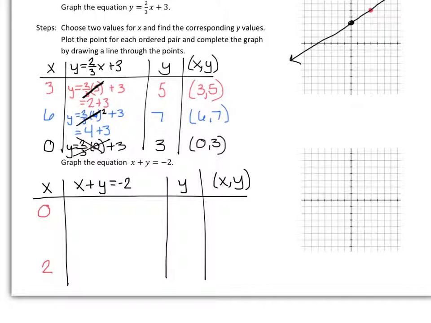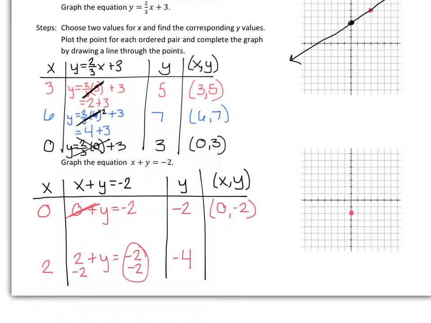Okay, so if we plug in 0, 0 plus y equals -2. What does y equal? -2. Alright, so that one's pretty quick. So we go left and right 0, and then just go down 2. Next one's -4. Okay, so we plug in the next one. 2 plus y equals -2. We're trying to figure out what y equals, so let's get it by itself. So let's subtract 2 to the other side. Y equals -4 from this. And there's our point, 2, -4.